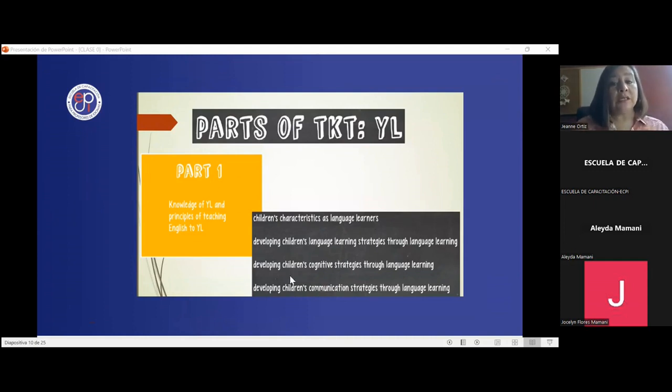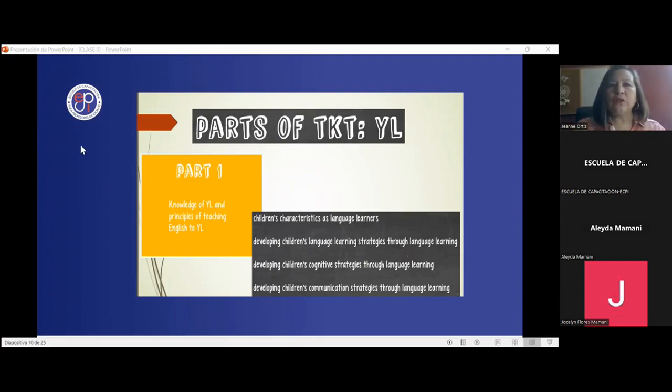Developing children's cognitive strategies through language learning. How are we going to help our students to explore their cognitive part, the right and the left brain, and how we're going to motivate through the cognitive area? Then developing children's communication strategies through language learning. So we are going to teach our students communicative skills, right? How to organize ideas, how to use, for example, collocations, how they combine words, parts of speech. But everything is inductive, remember, because they are kids.